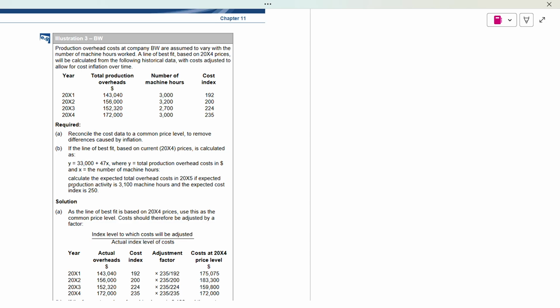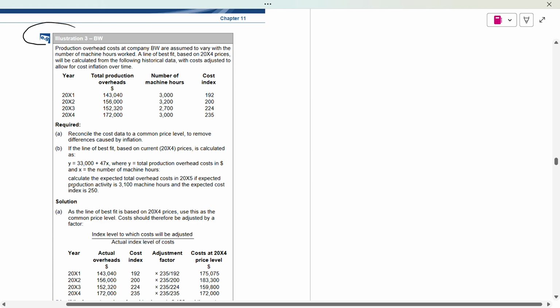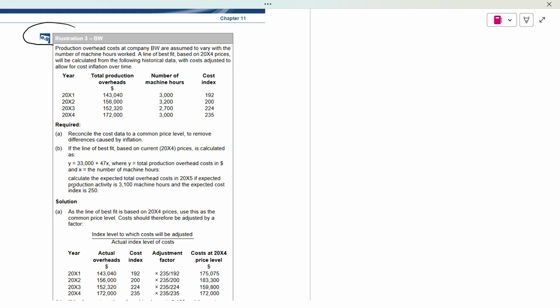Production overheads are a cost of the company. The illustration is self-explanatory, but it is very difficult; it will always be a tricky one. The production overhead cost at company BW was assumed to vary with the number of machine hours. A line of best fit by linear regression, based on 2004 prices, was calculated from the historical data with costs adjusted to allow for cost inflation over time.